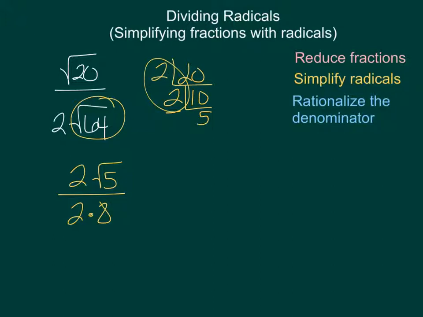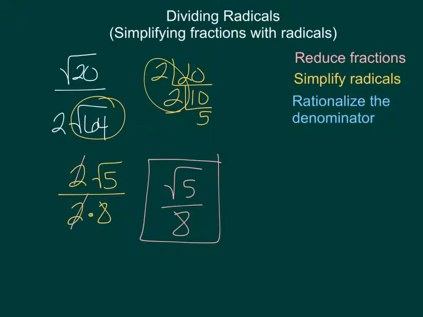Now I'm going to go back and reduce fractions. These 2's can cancel. So that just leaves me with radical 5 over 8. Now rationalize the denominator we don't have to worry about because we don't have any radicals in the denominator. And then just check your final answer. Make sure there's no more radicals that can be simplified or no more fractions that can be reduced. In this case there are not. So that's my final answer.